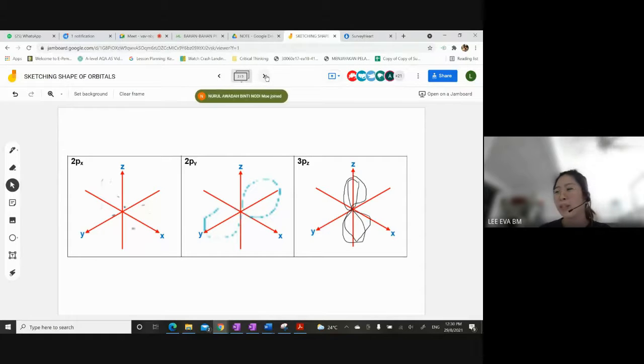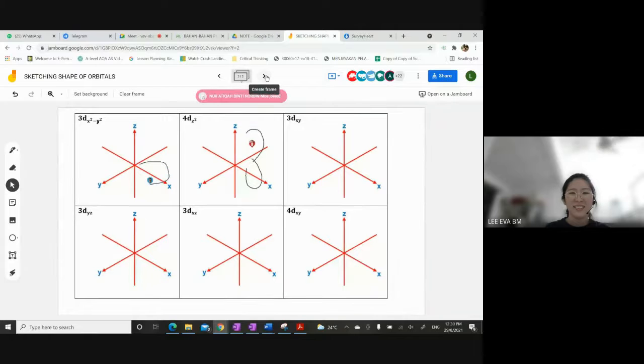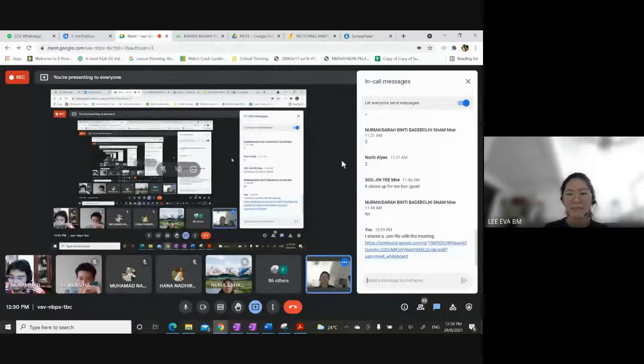Tak apa yang sudah buat, tak apa. Nanti Madam akan nampak, okay, yang redundant punya kan, akan nampak, okay, semua orang betul ataupun tidak. Okay, your sketch first. After 2 more minutes, I come back to the slide.